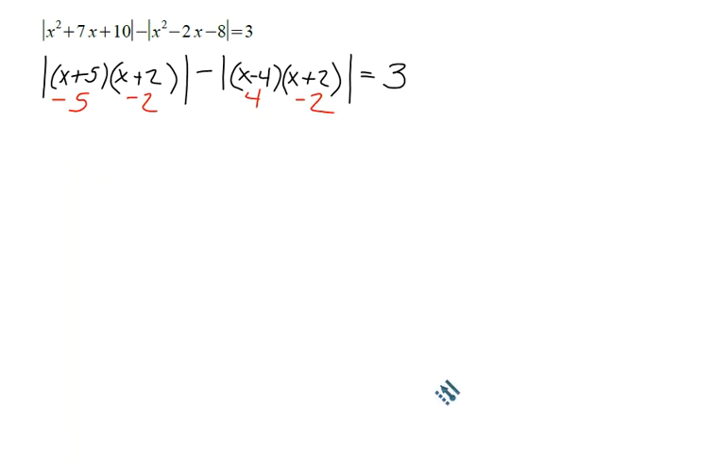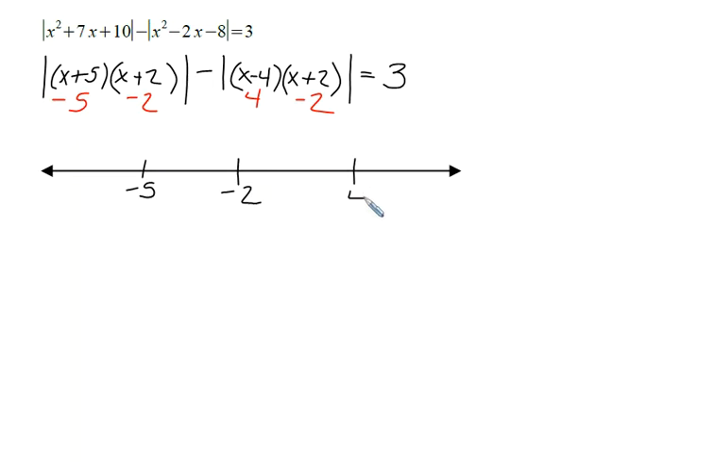And of course, we will now turn our attention to putting each of those numbers on a number line. So here's our number line. Putting those numbers in order on the number line, we're going to have -5, -2, and +4. And it will split our number line into 4 cases. And we'll have to consider each of those cases one by one.